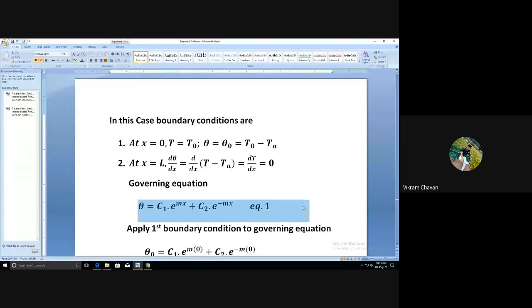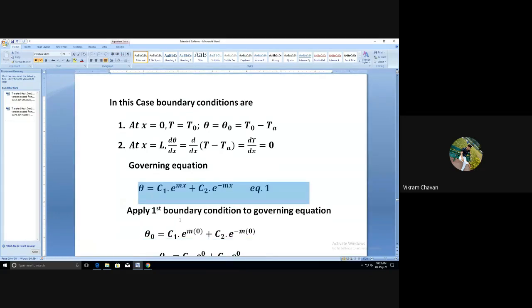The governing equation we have derived is theta is equal to c1 multiplied by e raised to mx plus c2 multiplied by e raised to minus mx. Write down the equation number one, governing equation. That will be our equation number one for this derivation, where theta is nothing but T minus TA.